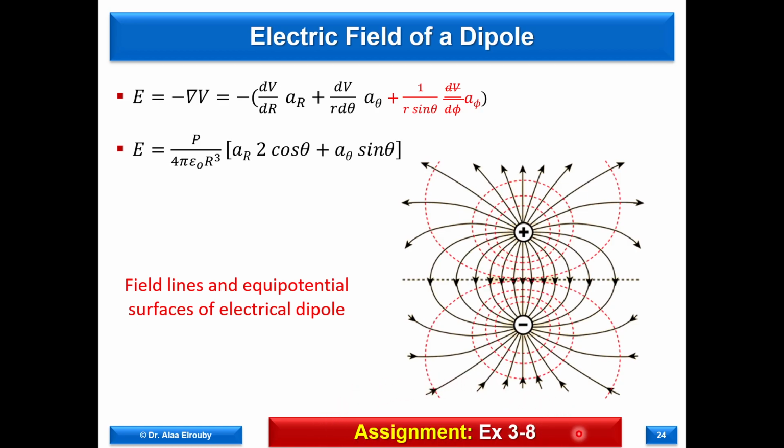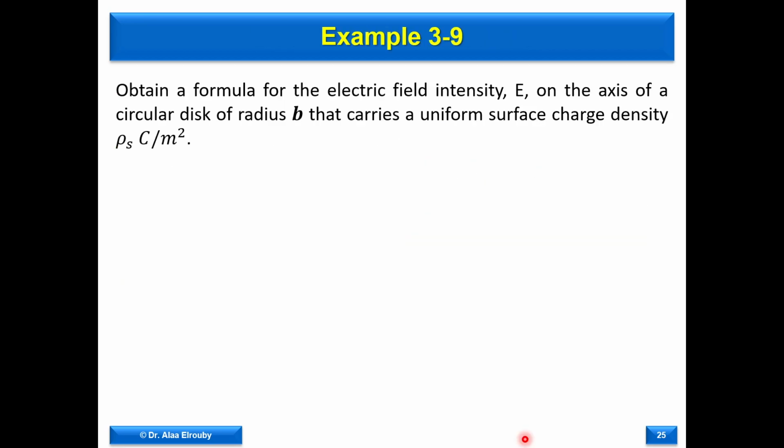Just a reminder, anytime you find an assignment inside the lecture, it means that I recommend you solve this example from the book to gain more skills in solving electrostatic field problems. So we have an example here. It is required to obtain a formula for the electric field intensity on the axis of a circular disk of radius b that carries a uniform surface charge density rho s, which is coulomb per meter square.